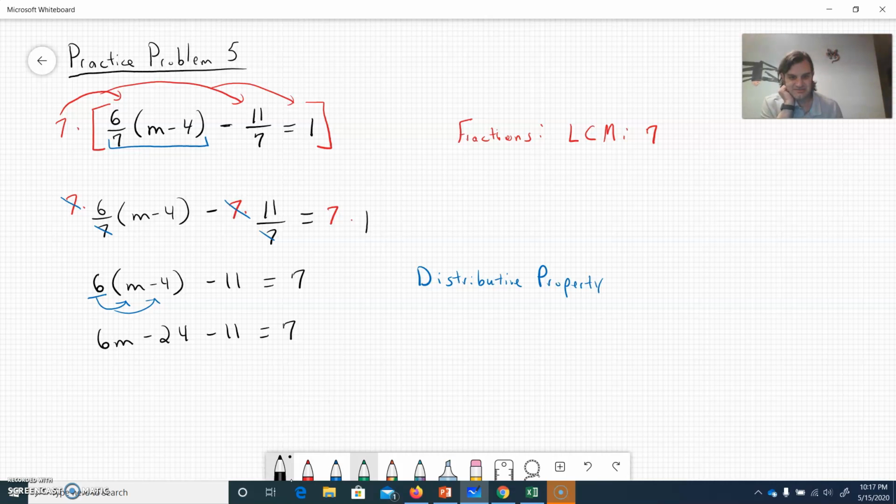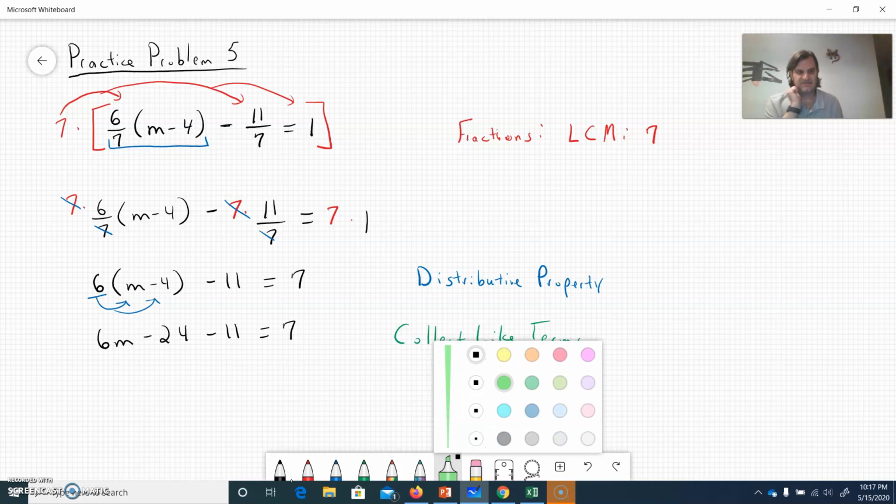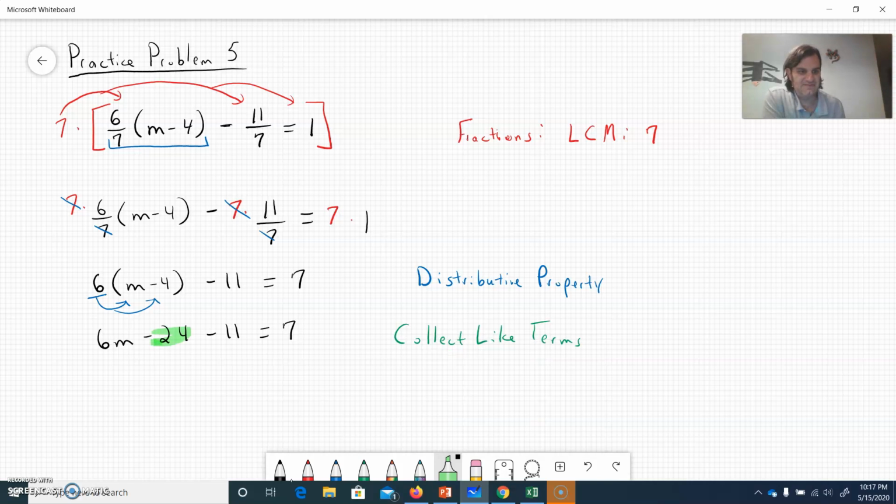And then it's time to collect like terms. And I say that because I have some. So I have on the left-hand side a negative 24 and a negative 11. So I'll bring down the 6m, and negative 24 combined with negative 11 is negative 35. So 6m minus 35 equals 7.